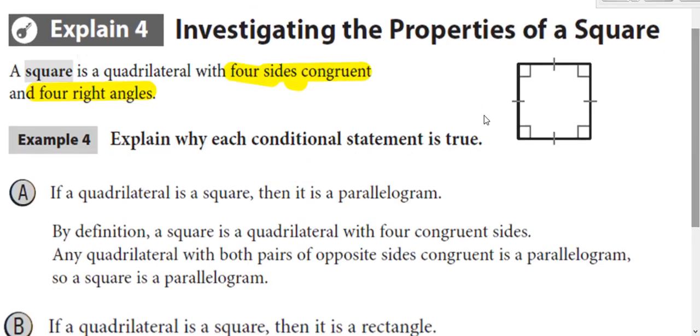So that means opposite sides are parallel, opposite angles are congruent, consecutive angles are supplementary, diagonals bisect each other, diagonals are congruent, the diagonals are perpendicular, the diagonals are angle bisectors, all that stuff. Everything is true.